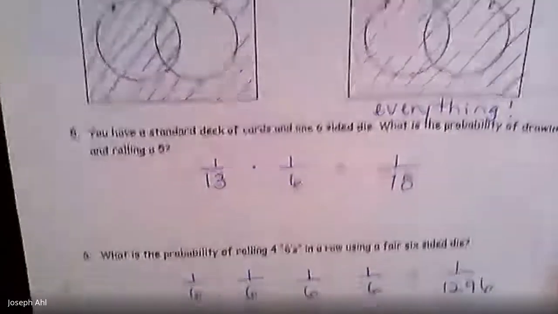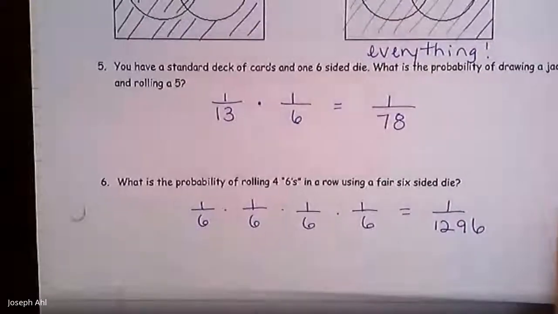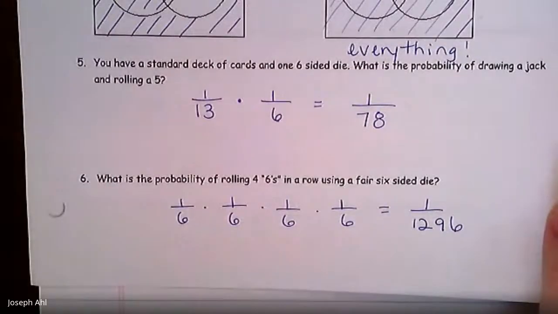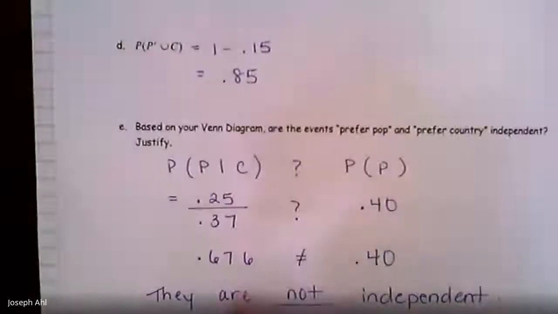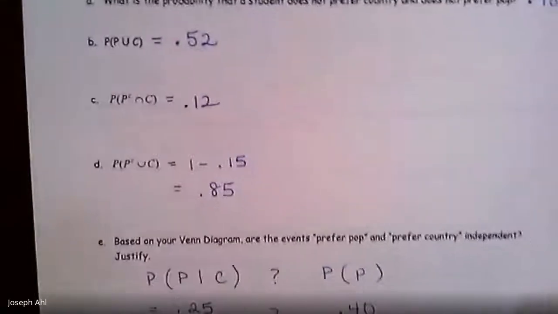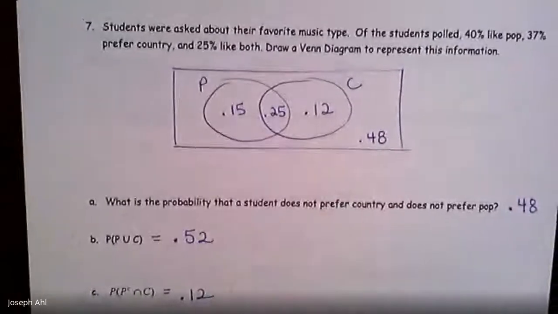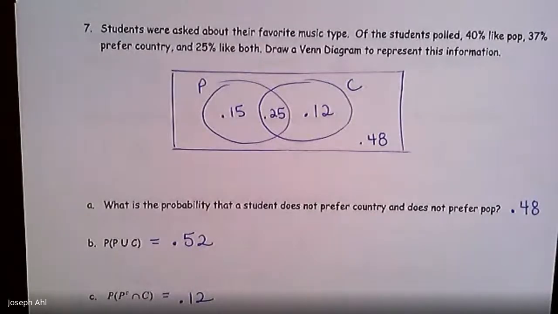Picking a card and rolling a die are definitely independent events, so you can multiply those probabilities together. Rolling a die 4 times, those are all going to be independent of one another. So multiply those probabilities. Here's a Venn diagram about people's music preference.